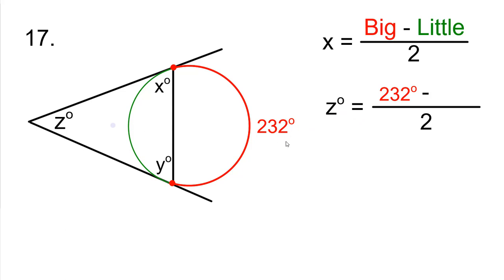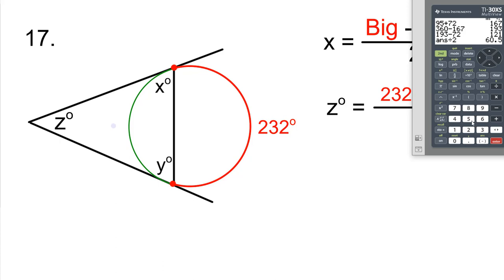232, that's my dyslexia in full display. So wow, I really want to say 323. 232, that is really tricky for me, minus the little angle, but we don't know what the little one is yet, but they add up to 360, so we can put that in the calculator. So 360 minus 232, I really don't like that number, is 128.